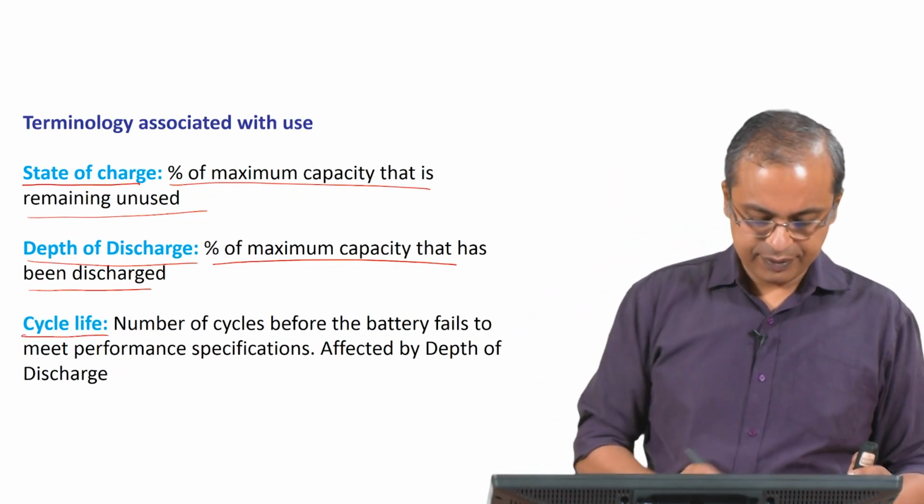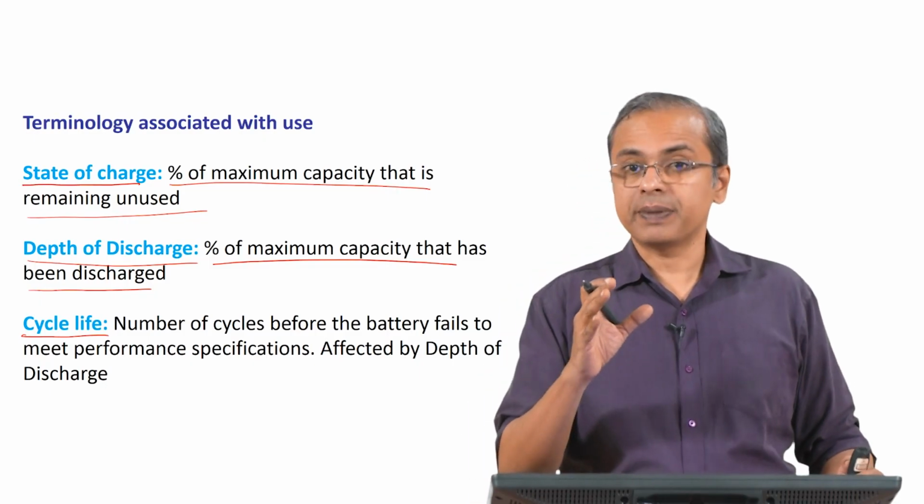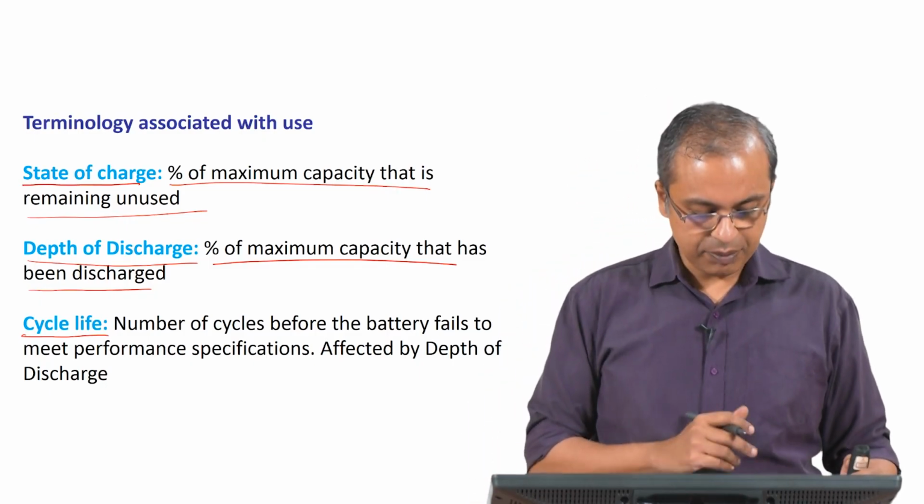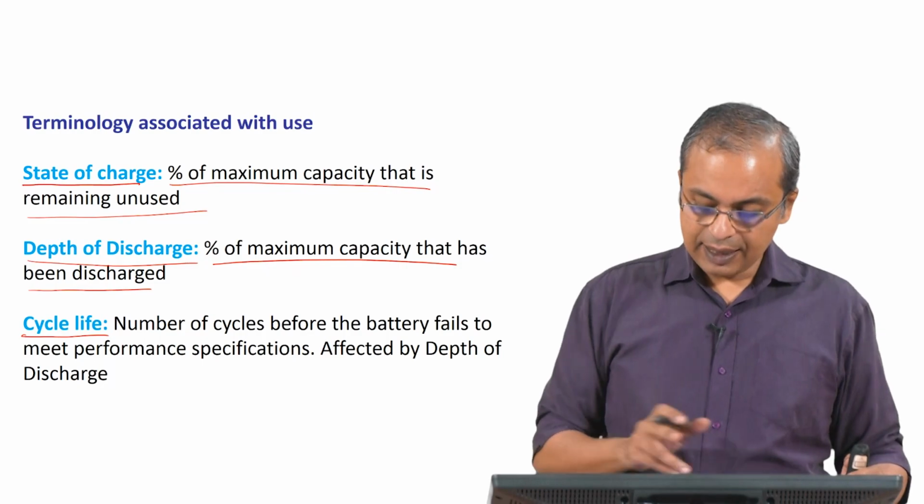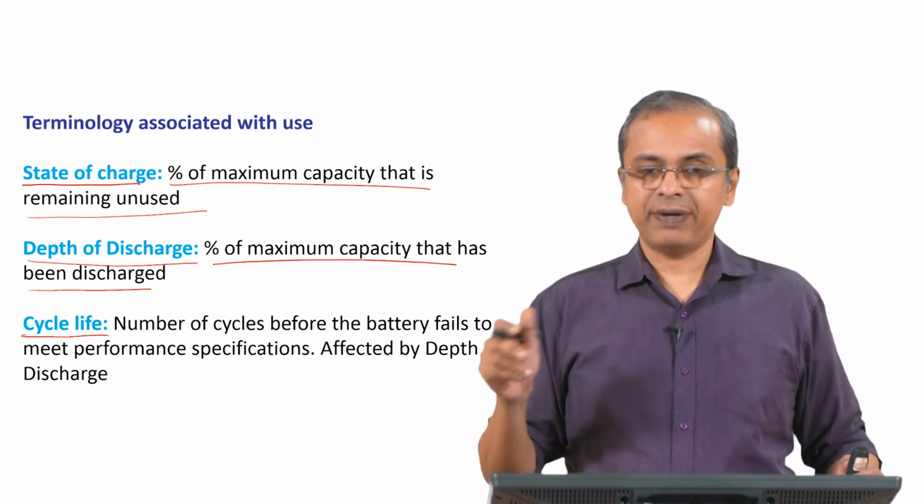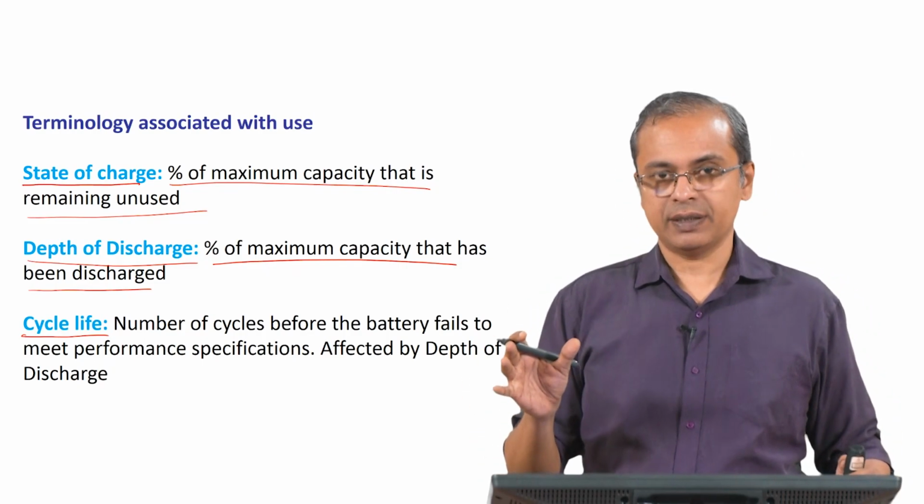Cycle life. This is relevant from the perspective of rechargeable batteries. Cycle life is important because it is the number of cycles before the battery fails to meet some performance specification.